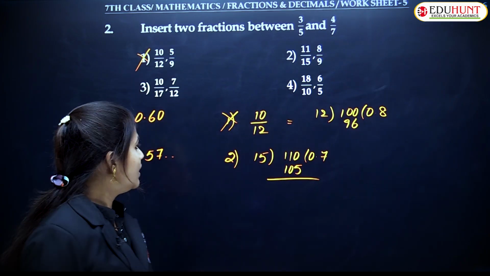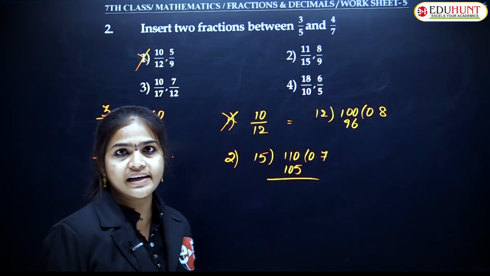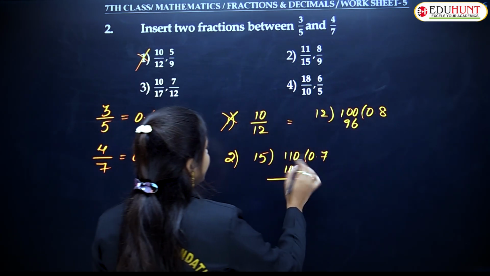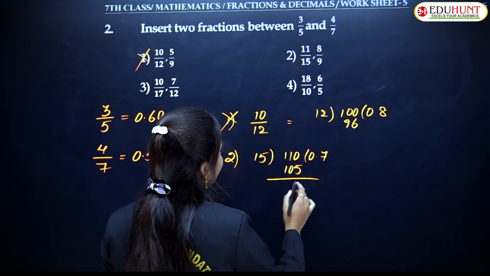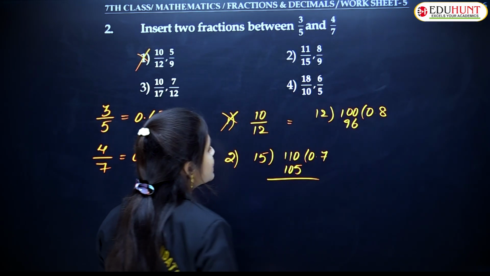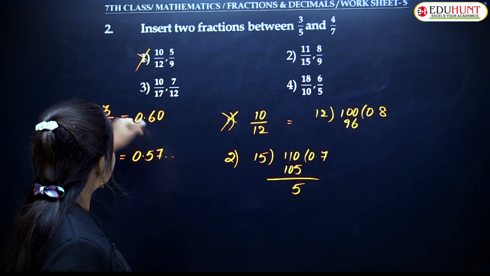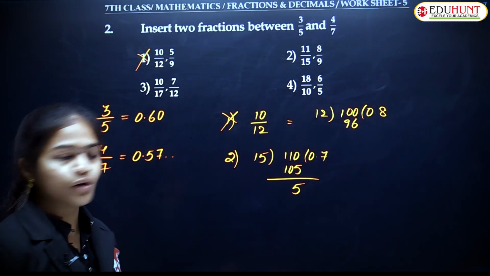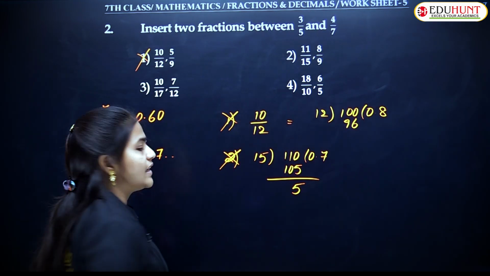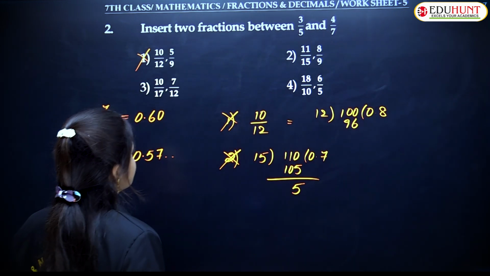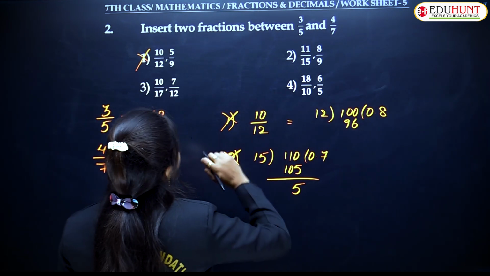Okay, sorry, 15 7s are 105. 110 minus 105 is equal to 5, so the decimal is 0.7. 0.7 is also greater than 0.6. That's why this option is also not satisfying. Understood, ma? Yes. Next, let us see another option.